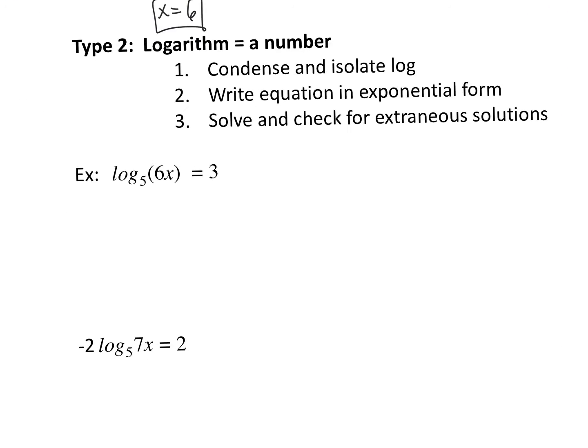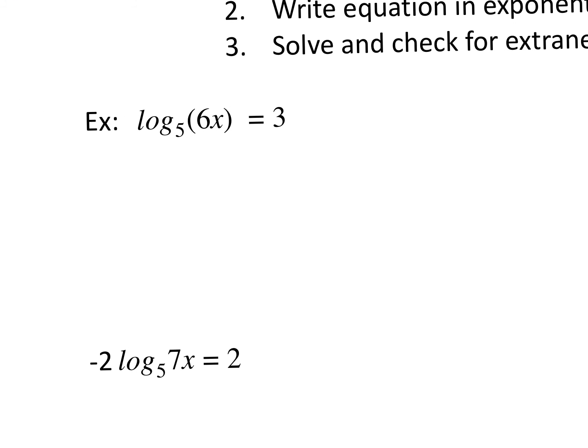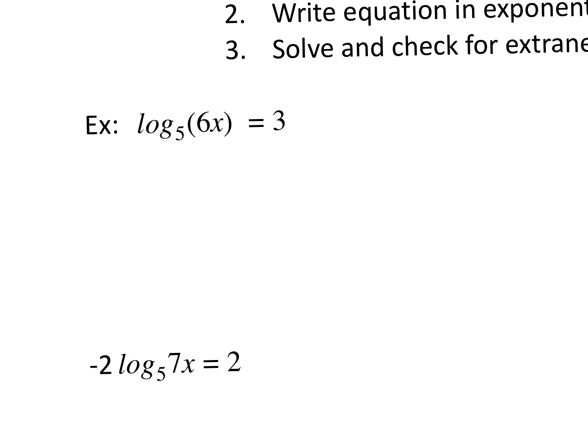All right, so we all see that this log is alone on one side with nothing else hanging out with it. It's the only log in the problem. Cool. So here's what we're going to do. We're going to take the base, which is 5. It's going to have an exponent of 3, and we set it equal to the a value of 6x. Can I solve something that looks like this? Yeah, should be pretty darn easy.